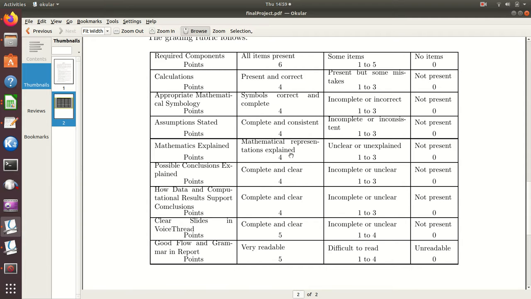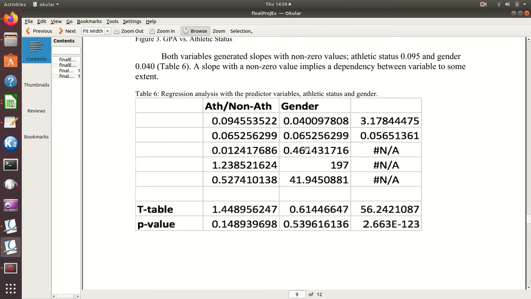The mathematics explained. You know, the box plots explained and other things. You know, was this explained? Yeah, actually, I think they did a pretty good job with the t-table. You know, they mentioned the slopes. Now, they aren't labeled here, so that might have been nice. But they did mention the slopes. They never mentioned standard error. That might have been good to mention. But they, you know, got the p-values and so forth. So that was pretty good.